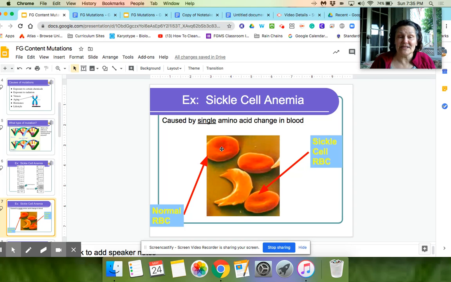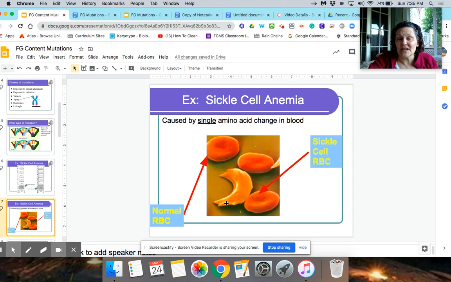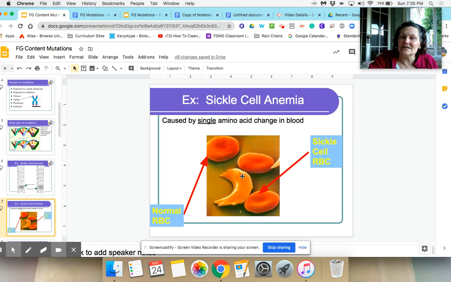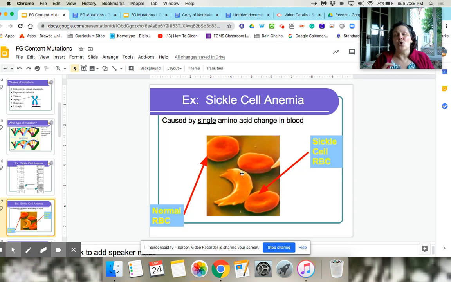So the problem is these sickle cell anemia cells don't look the same, right? They look like crescent moons. And not only do they look like crescent moons, not only are they not the right shape, so they don't hold as much oxygen, right? They can't deliver as much oxygen.